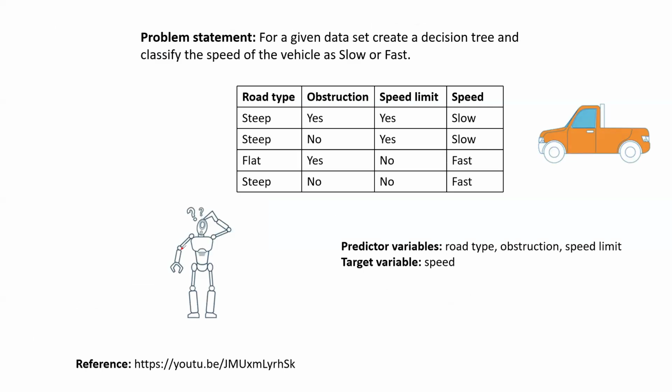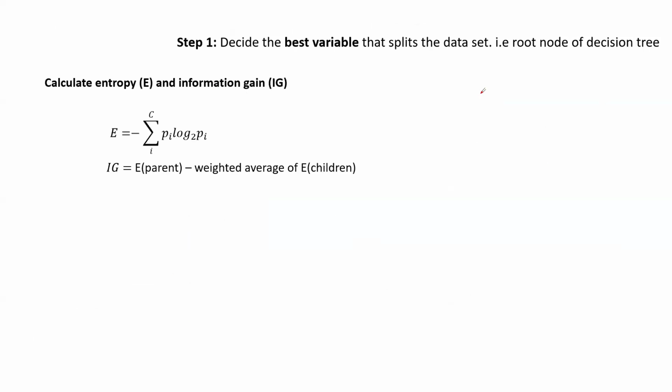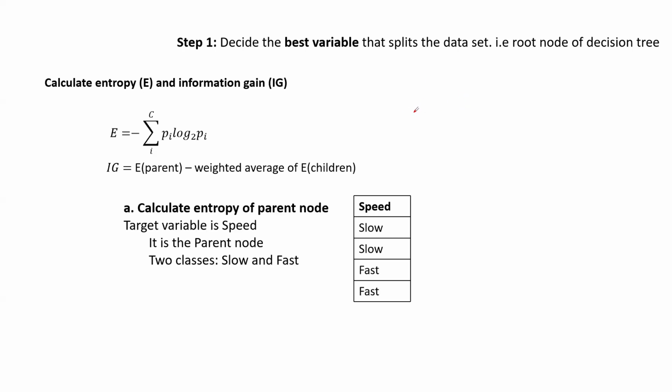For an example, there is a small data set given where we have road type, obstruction, and speed limit as our features or predictor variables, and the speed is the target variable. So how are we going to come up with a decision tree? We have to select the best variable. The best variable is the one that splits the data set efficiently, and that will be considered the root node. To calculate the best variable, we have to find the entropy and the information gain.